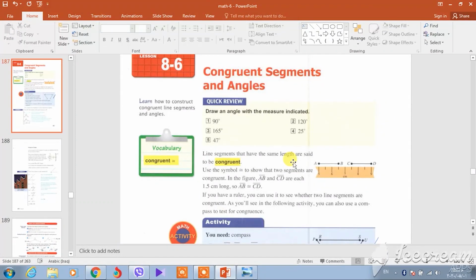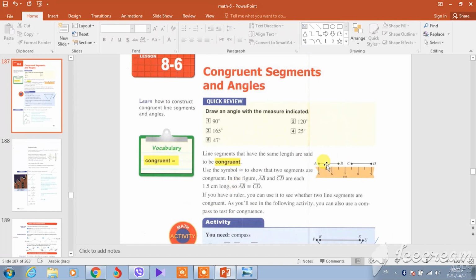In the last lesson we studied the circle, and we learned about the chord, diameter, radius and center point. Today we study congruent segments and congruent angles.